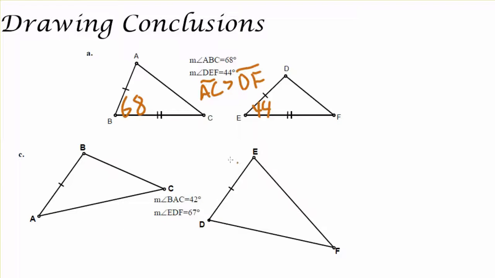So here I'm trying to compare two triangles. I know BAC is 42. I know EDF is 67. Now, before I jump to the conclusion and say that EF is larger, I don't know that these angles are within a pair of congruent sides. I don't know anything about AC and DF, so I cannot finalize this problem by making a concrete conclusion.